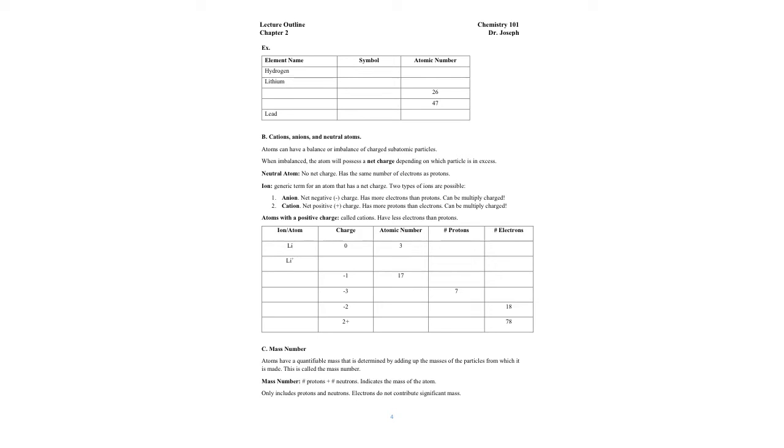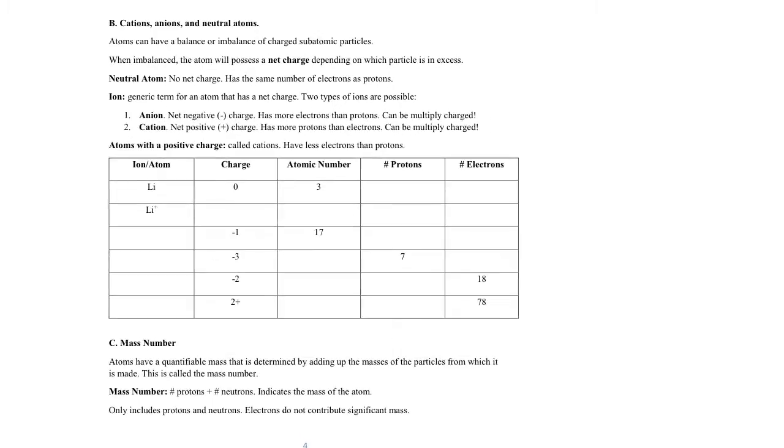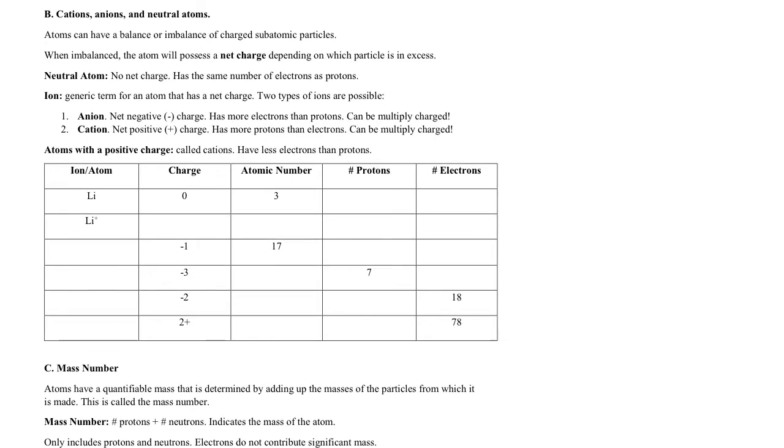Welcome back, everyone. In the first video of Chapter 2, we finished up discussing subatomic particles after we learned about the atomic theory. And that brings us here in the second video to Part B, where we're going to start talking about cations, anions, and neutral atoms.